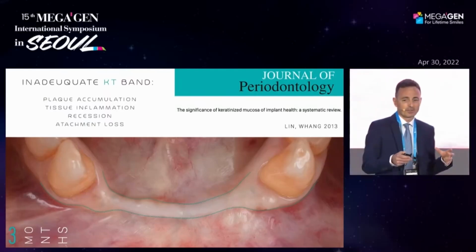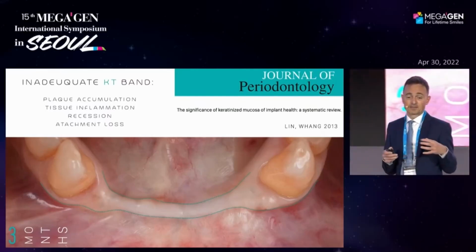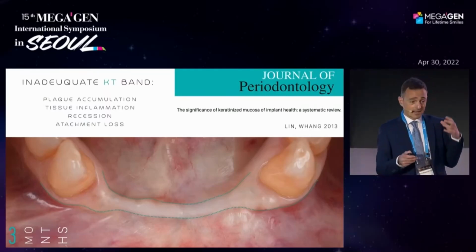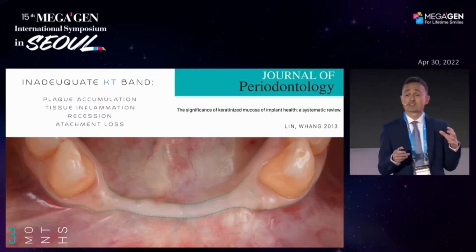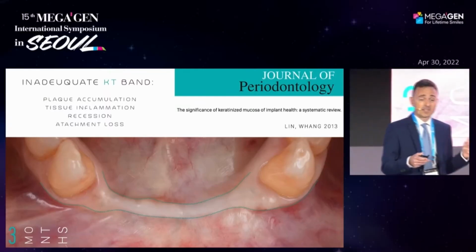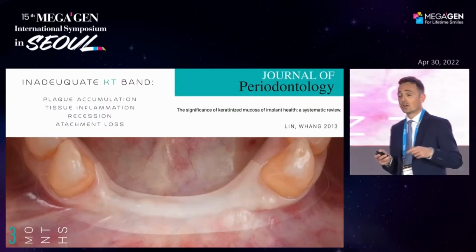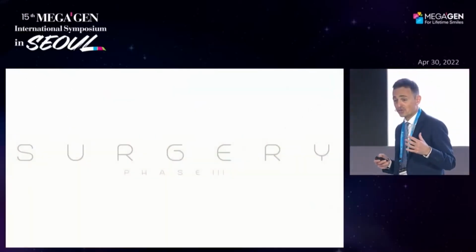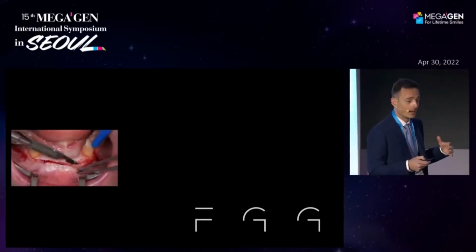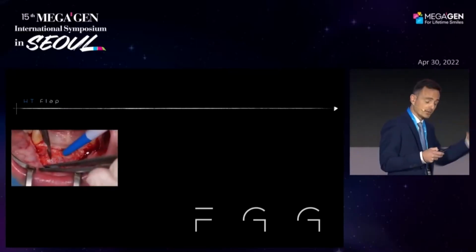And today the literature also gives us a lot of information about what we would like to have around the implant. This very nice article written by Ling and Wan in 2014 taught us that if you have inadequate keratinized soft tissue around the implant, we could have plaque accumulation, tissue inflammation, recession, and loss of attachment. And this is the reason why I decided to perform a free gingival graft, just to increase and improve the keratinized soft tissue around my implant. And this is the procedure that I decided to perform during the surgery.